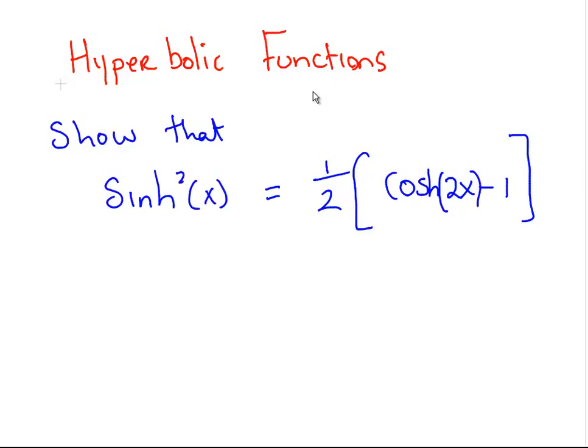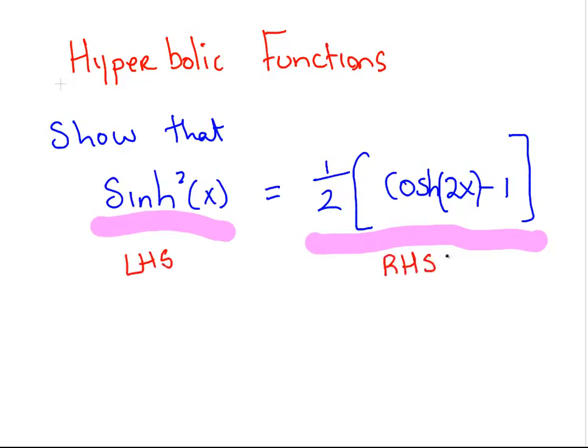So in this presentation we're going to do a hyperbolic function exercise. What we're going to do is show that sinh squared x is equal to 1/2 of cosh 2x minus 1. First we're going to look at the left hand side and then the right hand side, and we're going to simplify both terms. That might be the easiest approach in this case, and show that both simplifications are equal to each other.